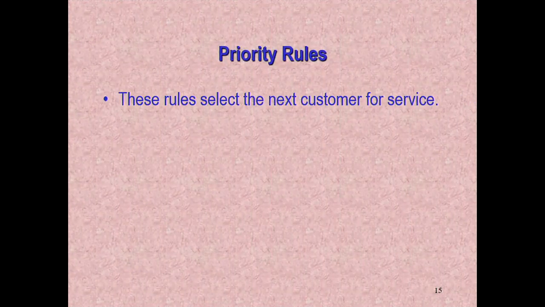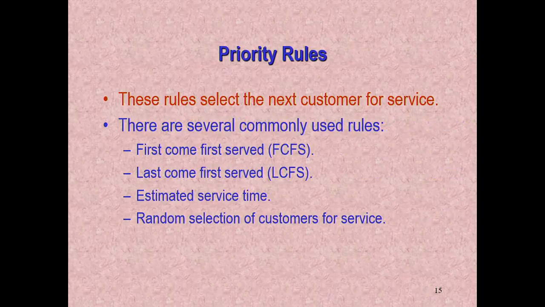Priority rules talks about how the next customer is selected for service. Because we are humans and we have a sense of fairness and justice, typically things that serve humans are first come, first serve. Especially if they require the same type of service. But there are some things that make sense to do, like last come, first serve. Maybe not makes sense, but it happens.